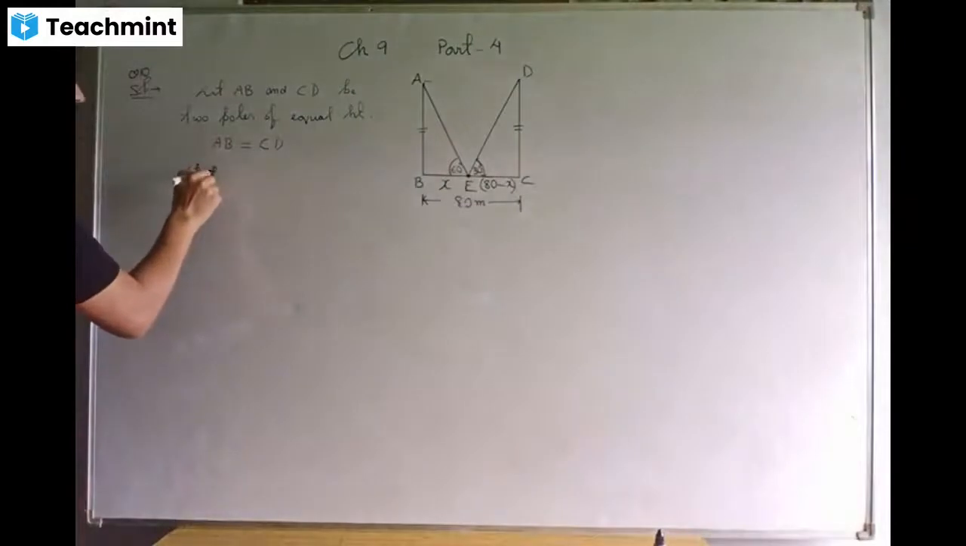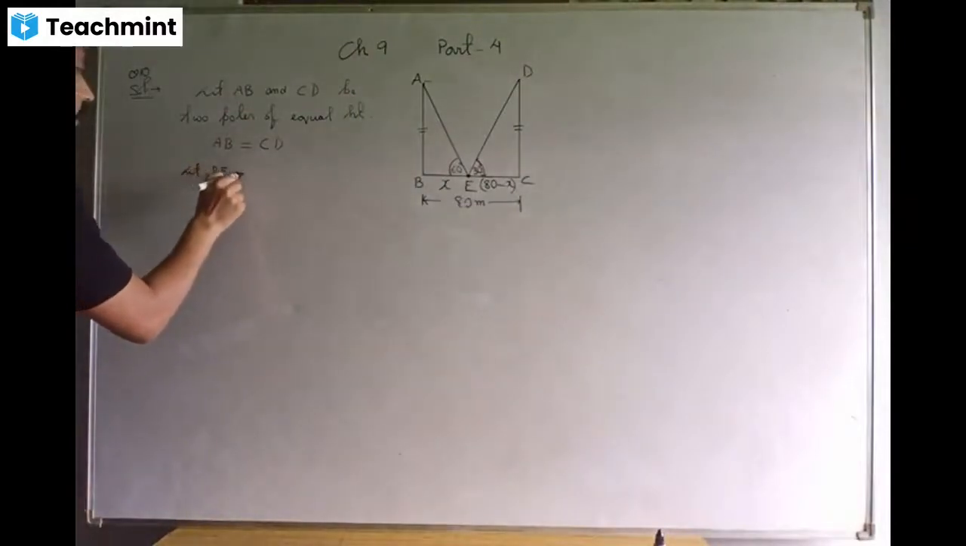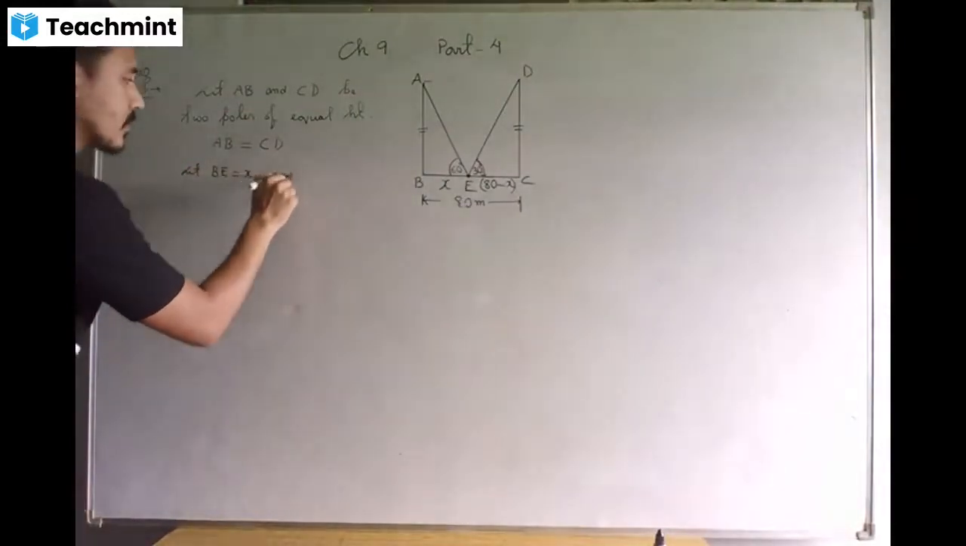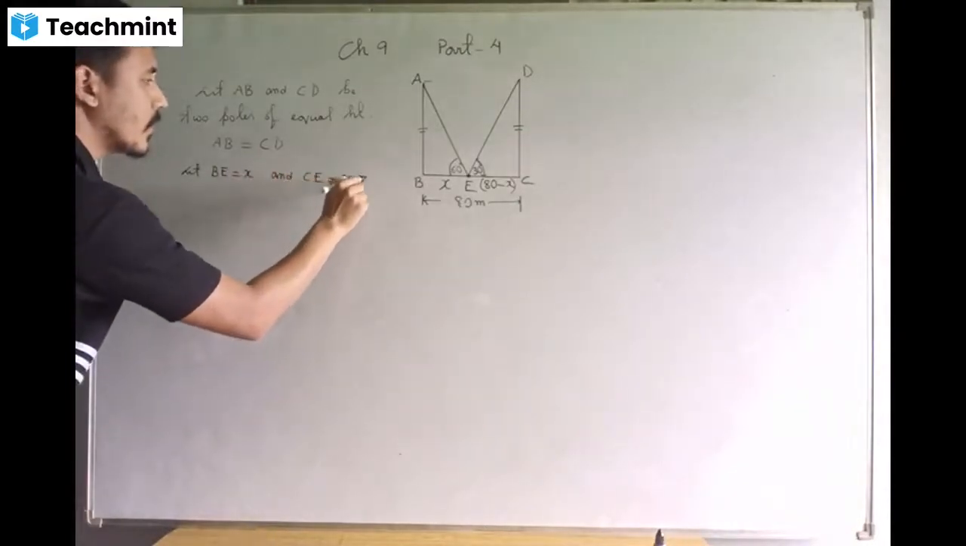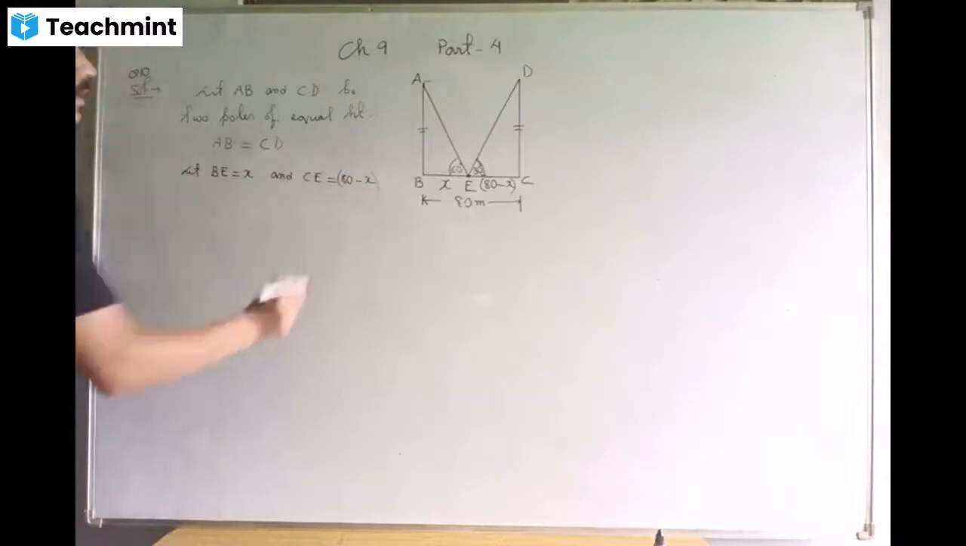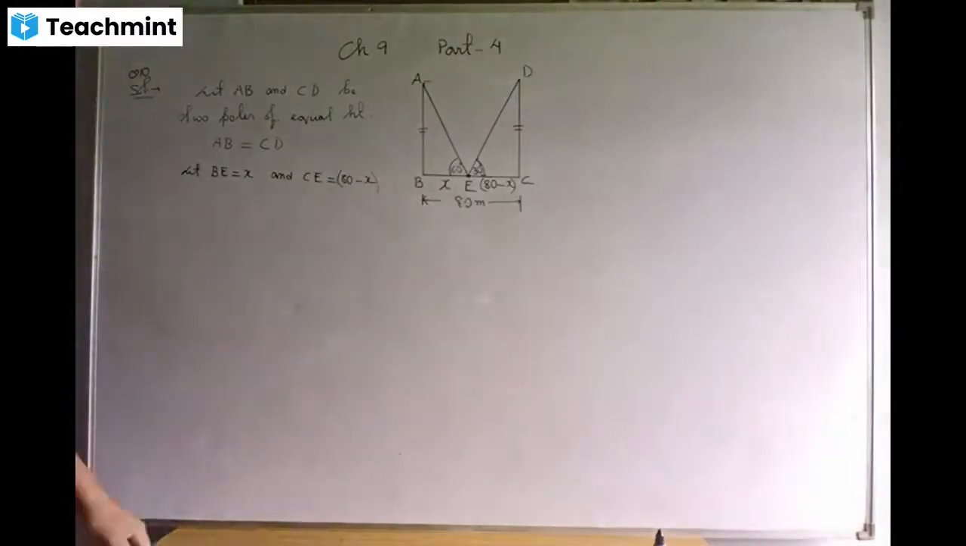So let BE be equal to x, and CE would be equal to 80 minus x. Now, how many right triangles are there here?